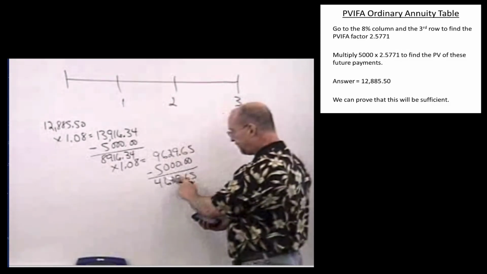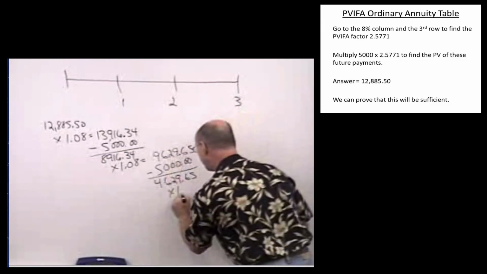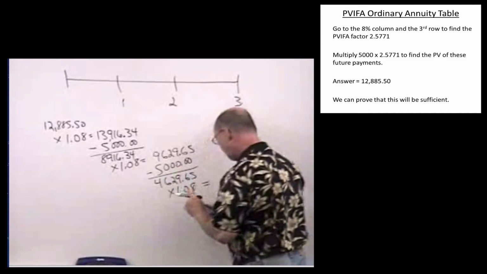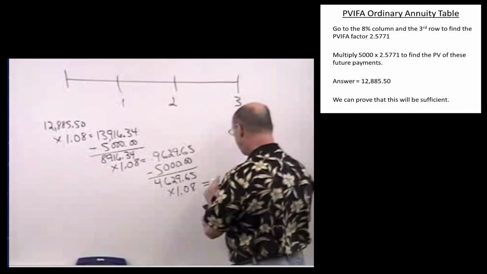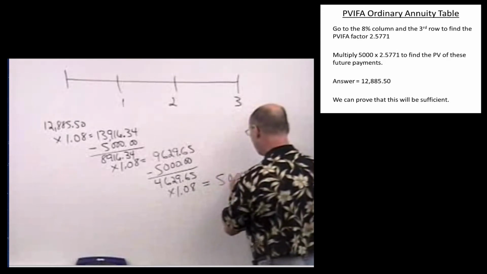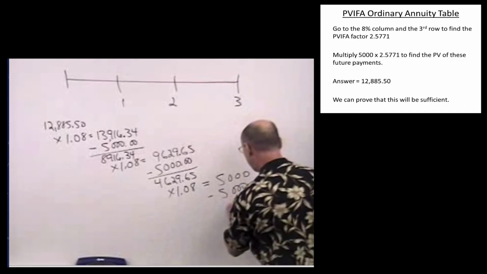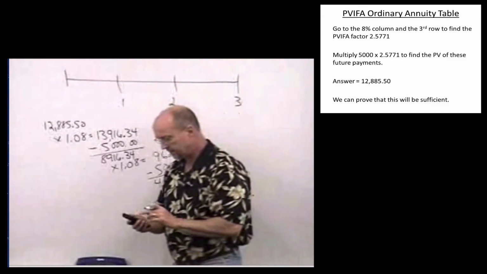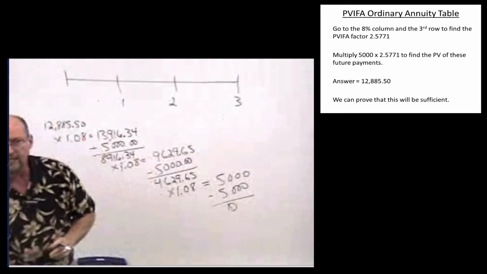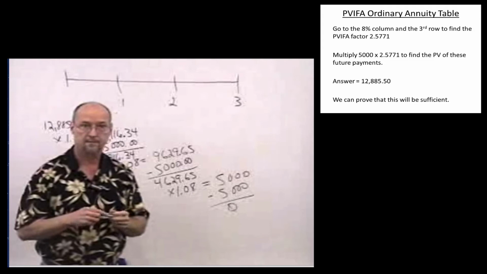Okay, this $4,629 will now earn 1 year's interest at 8%. So I multiply that times 1.08, and I get $5,000, which means I can make my third and final payment. I'll have 0 left, but there it is. I can make my 3 payments. Okay, so the present value tables simply make life a little bit easier.